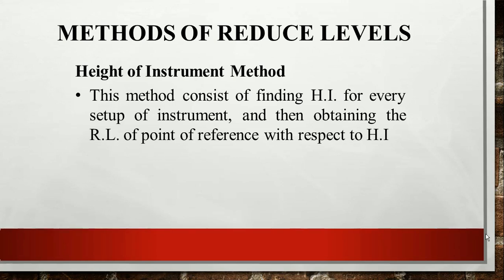So basically the RLs of different points are calculated with the help of a formula: HI minus intermediate sight gives you the RL value of the next point, and by HI minus foresight you will be able to get the RL of the respective point.